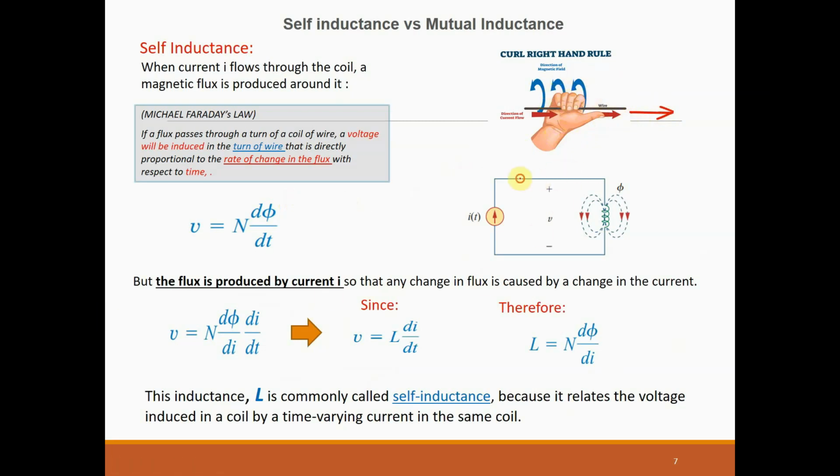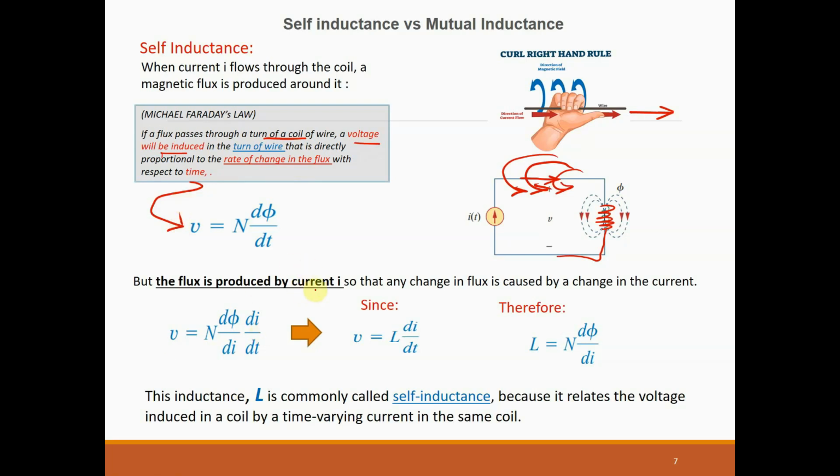So if we apply it here, I have this current. The magnetic flux is in this direction, right? And if it passes through a coil here, so many wires, the intensity of magnetic flux will be increased, right? Okay. So again, if a flux passes through a turn of coil, voltage will be induced in the turn of wire. That is directly proportional to what? The rate of change of the flux, as I defined earlier.